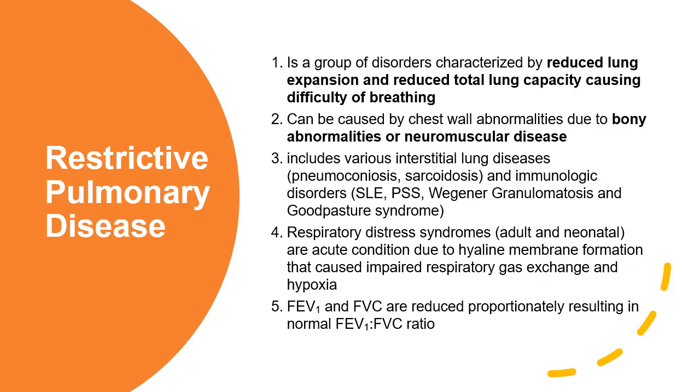Restrictive pulmonary diseases are a group of disorders characterized by reduced lung expansion and reduced total lung capacity, causing difficulty of breathing. This can be caused by chest wall abnormalities due to bony abnormalities or neuromuscular disease. They include various interstitial lung diseases like pneumoconiosis, sarcoidosis, and immunologic disorders like SLE, PSS, Wegener's granulomatosis, and Goodpasture syndrome.